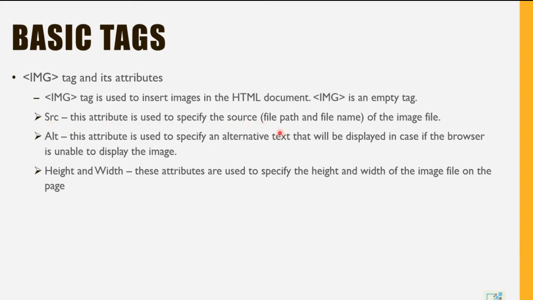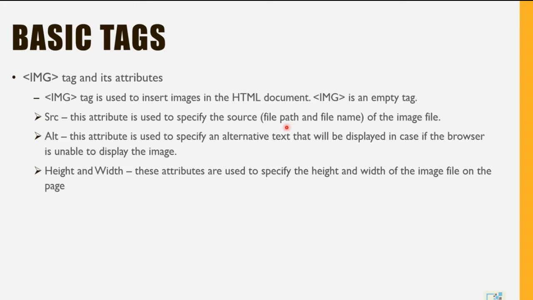Source means the file path and the file name. If the image file is in the same folder or directory in which the HTML program is stored, then you do not have to specify the file path, only the file name to be given.